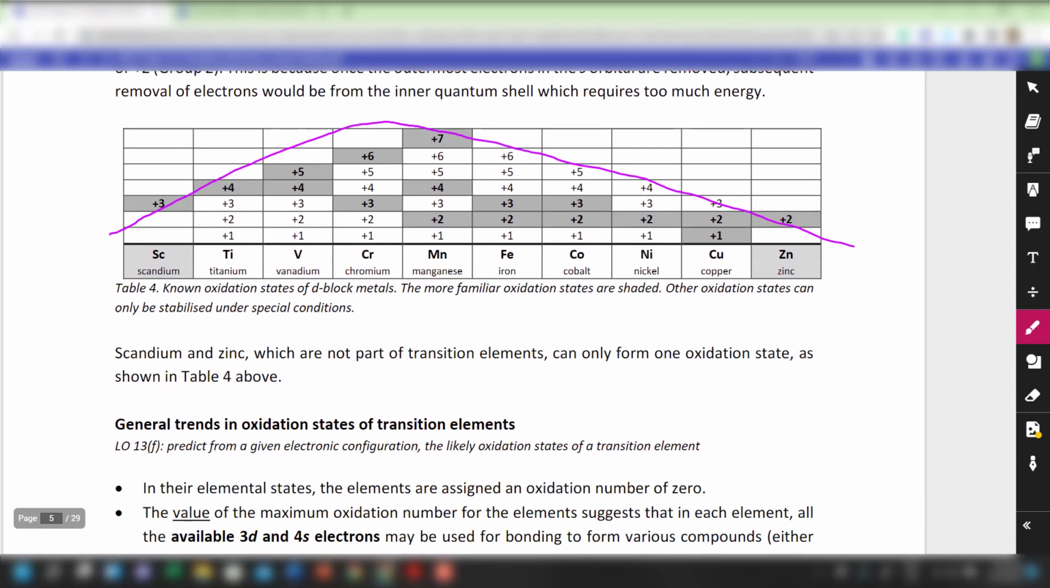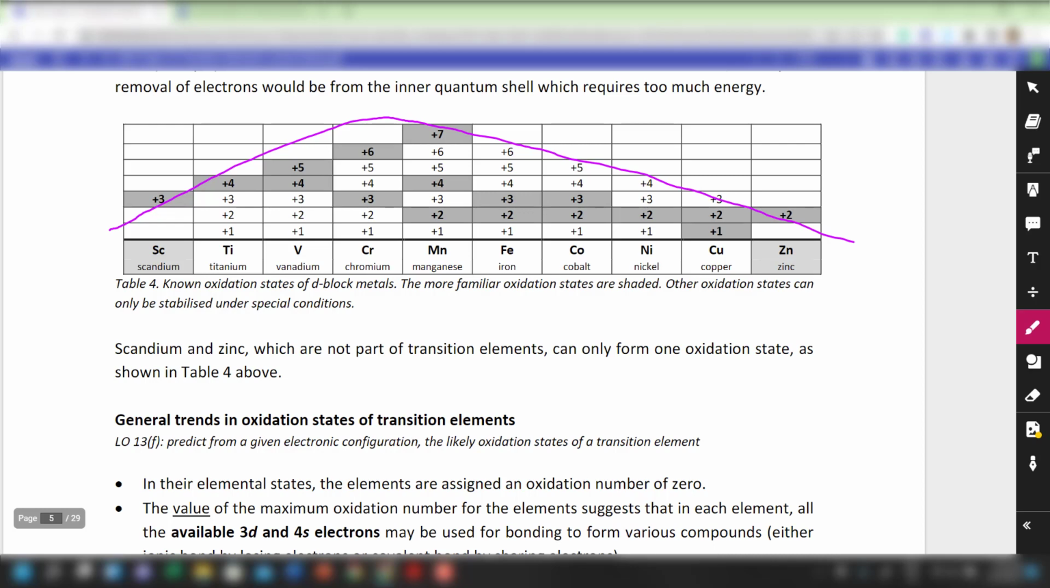Scandium and zinc are not part of the transition elements, so you notice that they tend to form compounds with only one oxidation state, not multiple. So scandium will be +3, zinc will be +2.